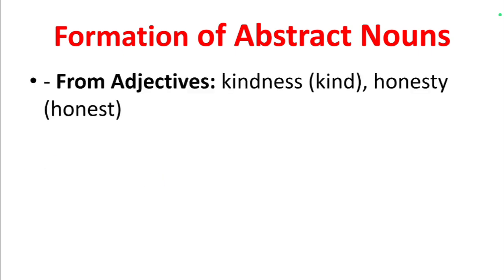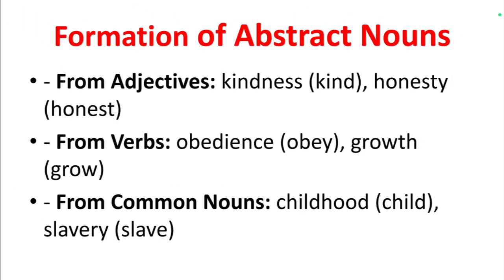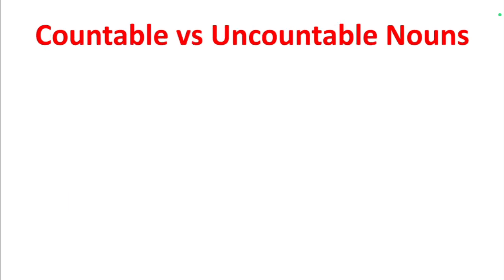Now let's know about the formation of abstract nouns. From adjectives, like kindness comes from kind, honesty comes from honest. Similarly from verbs: obedience comes from obey, growth comes from grow. From common nouns: childhood comes from child, and slavery comes from slave.